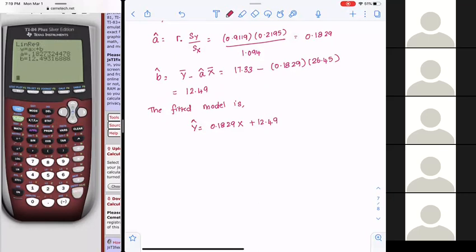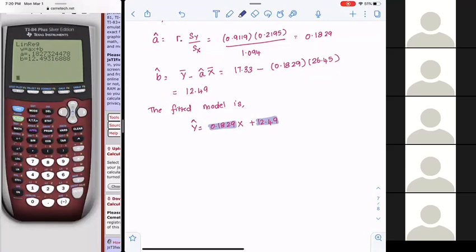And if I hit enter, you can see I get the value of a to be 0.1827, and that matches up closely with mine. And the value of b is 12.49. That matches up with the value that I have. Now, why is the slope value slightly off? It is slightly off because of rounding. I've rounded the average, I've rounded the standard deviation, and that is why it is slightly off.